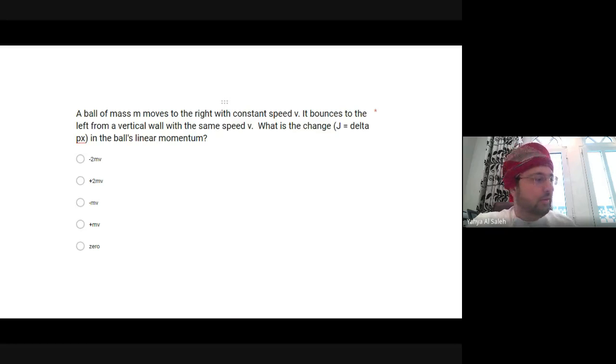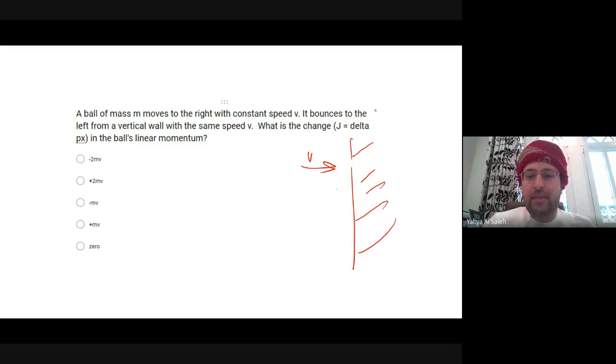Let's do a PIQ, and then I'll do an example from your book. A ball of mass m moves to the right with constant speed v. There's a wall here. It bounces to the left with the same speed v. What is the change in the ball's linear momentum? So what is J, or what is delta px? Okay, 0, 0.